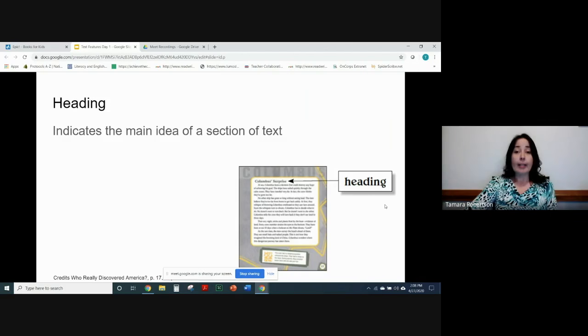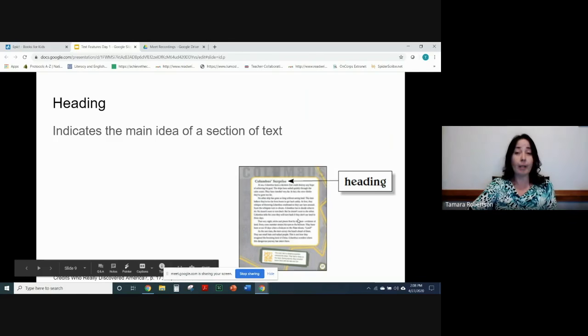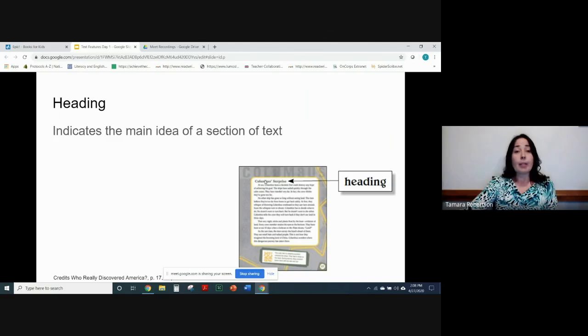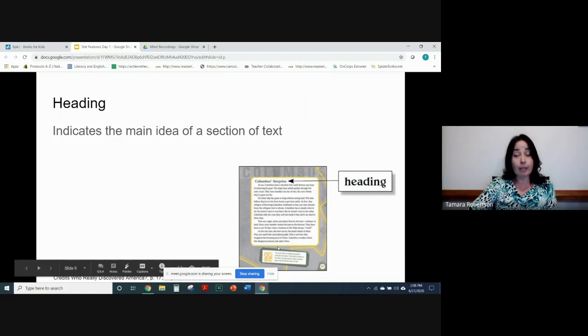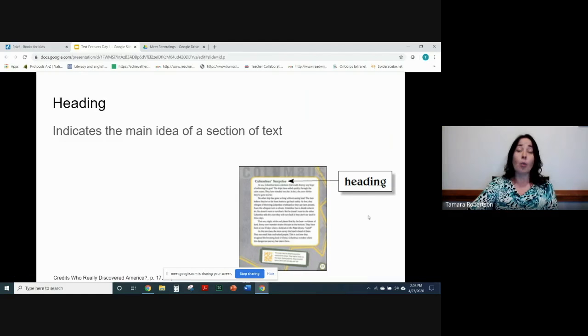A heading is the name of a section of a text. It's what the main idea or the topic of this section is going to be about. Headings help us keep information organized in the nonfiction text. It tells us what's going to be found in this section. And headings are often in bold words or print that's larger than the rest of the text.